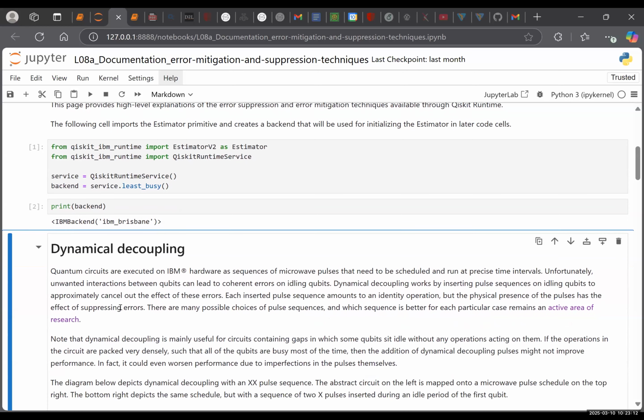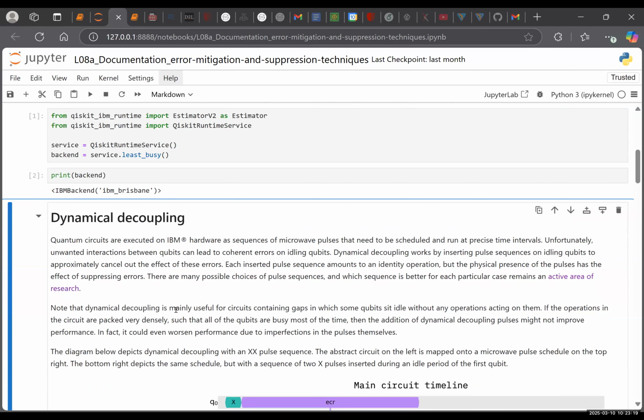The first is dynamical decoupling, which I just mentioned. So maybe you can just read through the description here. It's a sequence of microwave pulses that usually would mimic the X, Y, or Z. Actually, only X and Y. Z was sort of a reference frame, and you can tune it by the different timing. Basically they use a sequence of microwave pulses that need to be scheduled and run at precise time intervals.